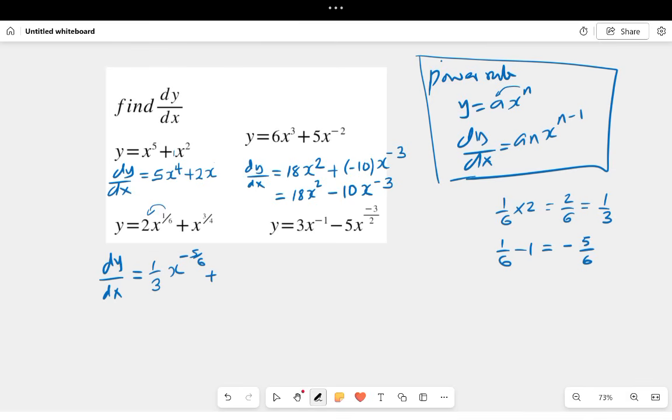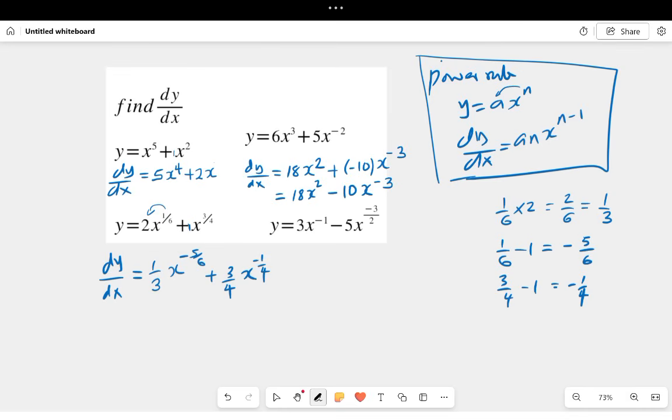Plus, now the coefficient behind here, 3 quarters times 1, is 3 quarters, or 3 over 4, x. But what is 3 over 4 minus 1? It's going to be equal to negative a quarter. So x raised to the power negative a quarter.